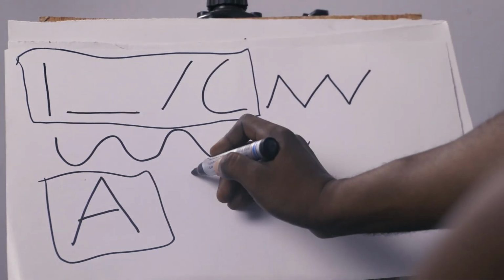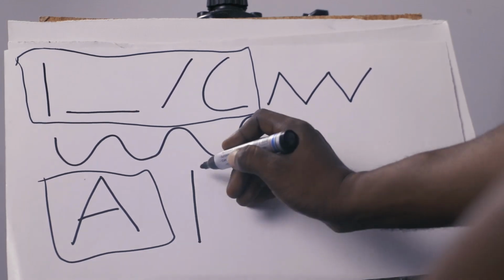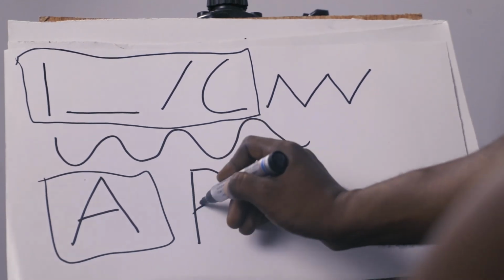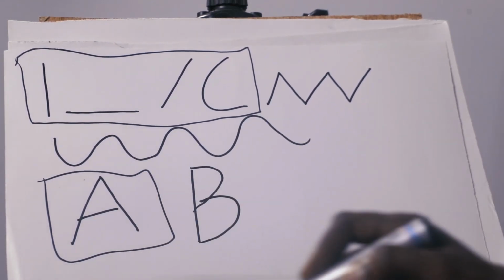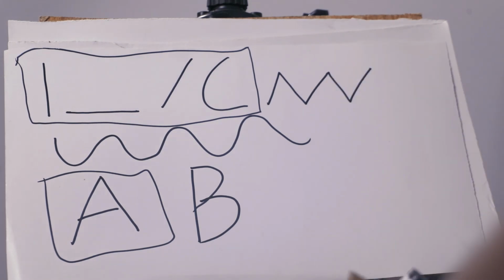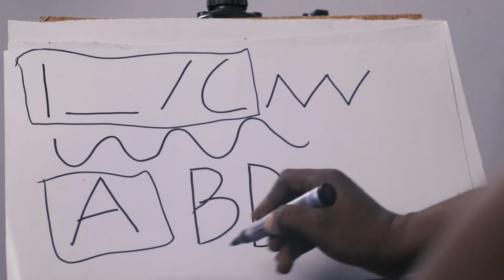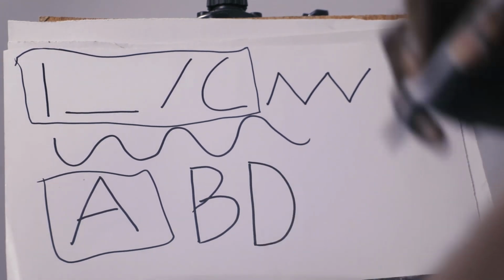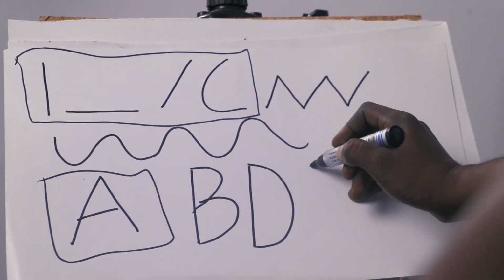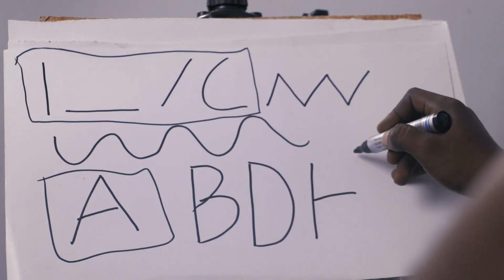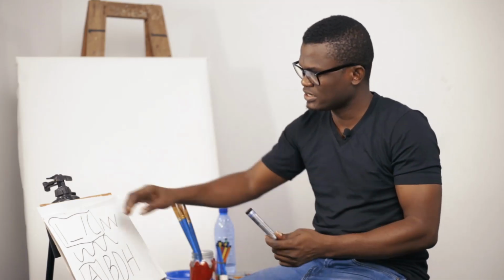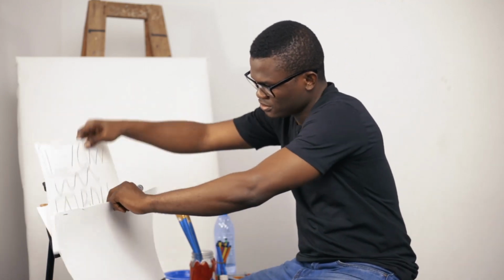Then put a vertical here, a curve, a curve. You can see a letter B. A vertical, a curve, a letter D. A vertical, horizontal, vertical, letter H. Now let us look at how we can create drawings with this.